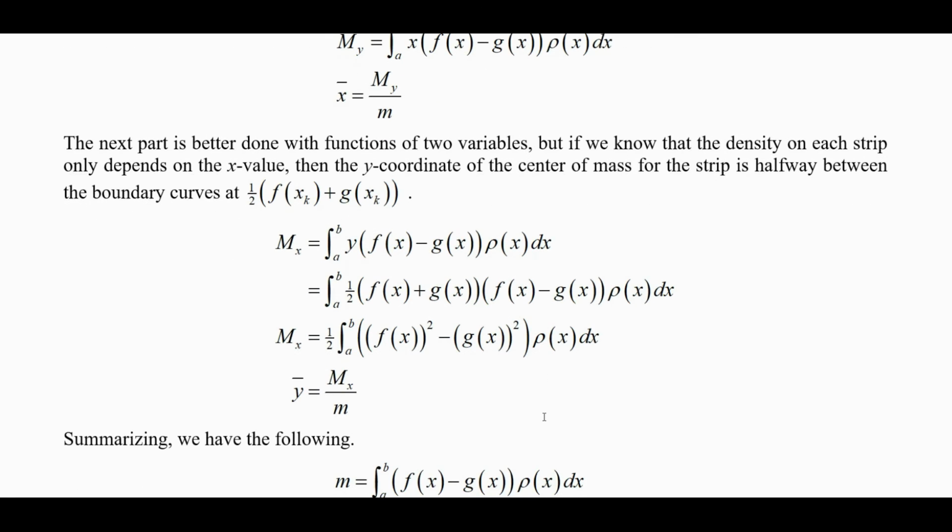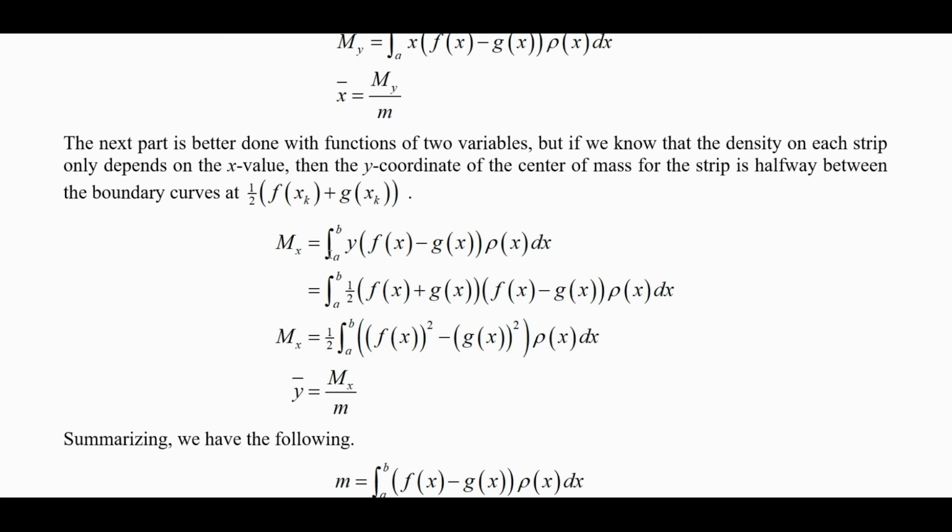The next one, again, is probably better done with functions of two variables, but if we know that the density on each strip only depends on the x value, then the y coordinate of the center of mass for the strip is halfway between the boundary curves, halfway between the two numbers f of x sub k and g of x sub k, which is just the average of those two, f of x sub k plus g of x sub k times 1/2.